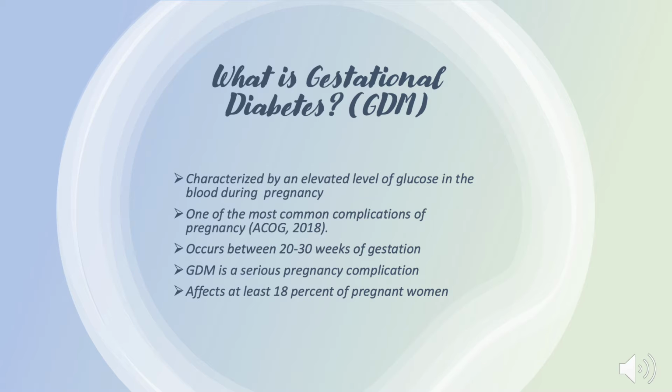What is gestational diabetes? Gestational diabetes is a condition characterized by an elevated level of glucose in the blood during pregnancy. According to ACOG, it is one of the most common complications of pregnancy. Gestational diabetes occurs between 20 to 30 weeks of gestation. It affects at least 18% of pregnant women. Gestational diabetes causes high blood sugar that can affect both the baby and the woman's pregnancy.